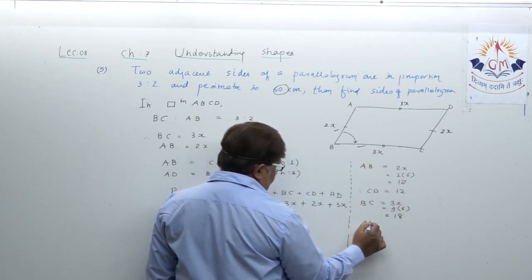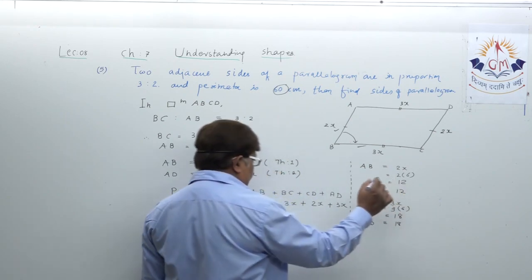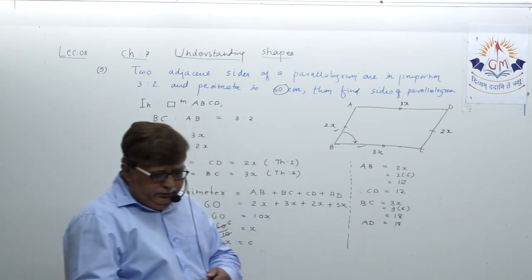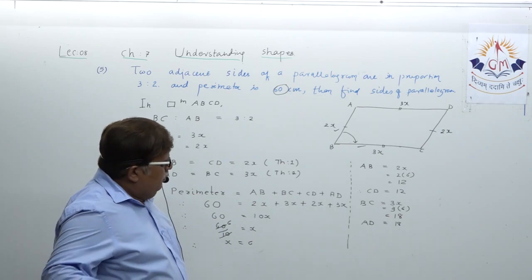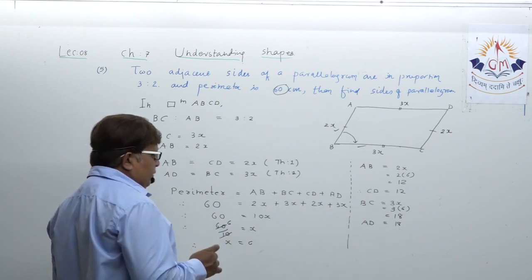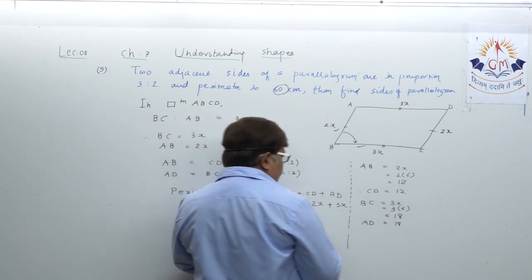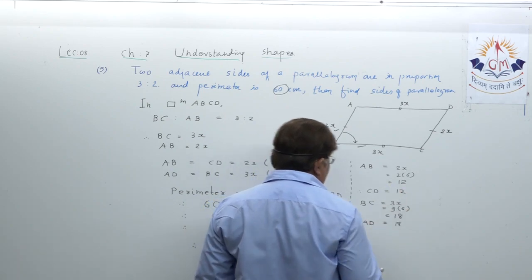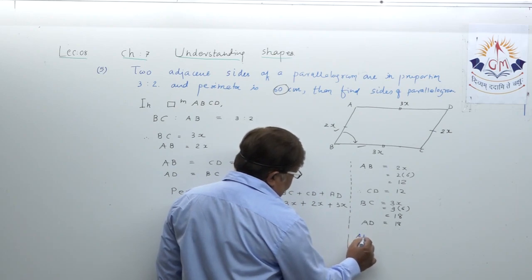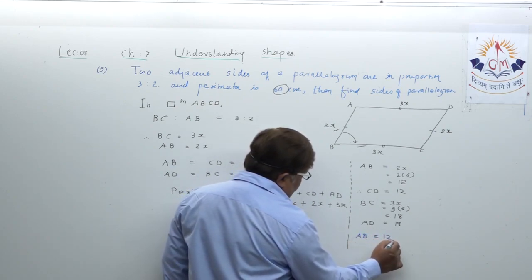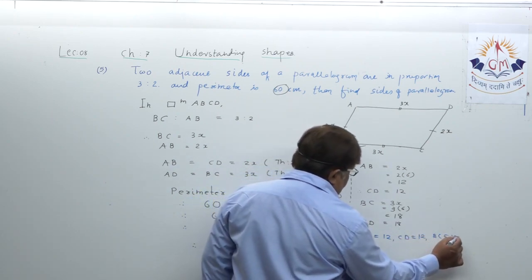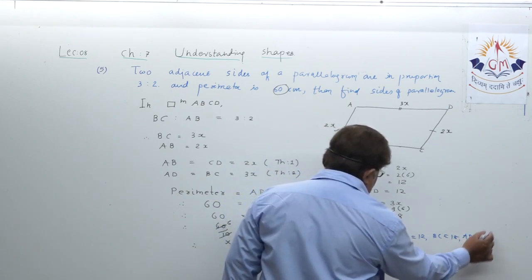Once you got BC, you got AD also. So we got measures of all sides of the parallelogram already. But one thing more, when you get the measure, please at least in exam do one thing. At the end, write all sides again. This is the way. AB 12, CD 12, please do it. BC 18, AD 18. Understand?